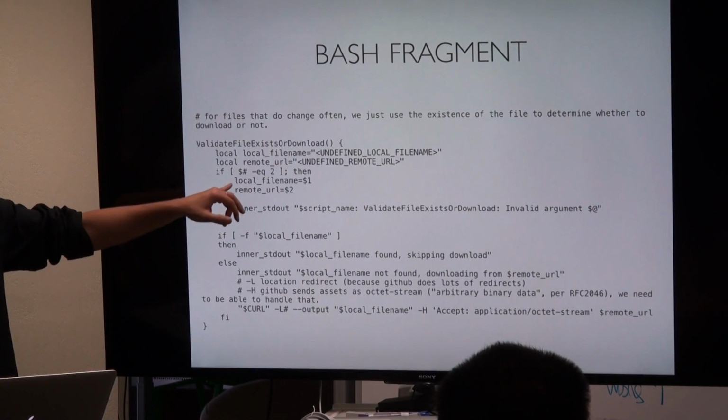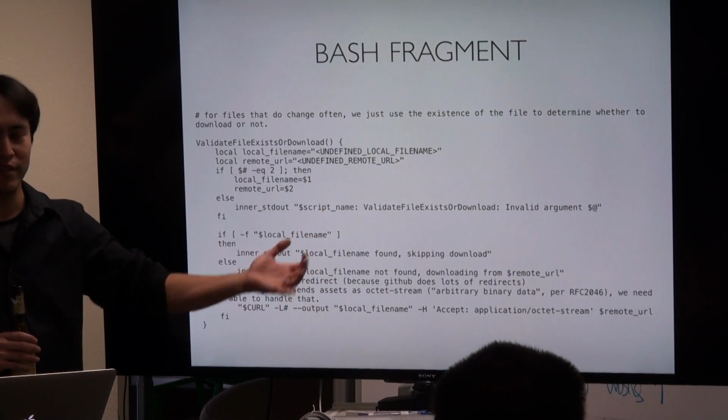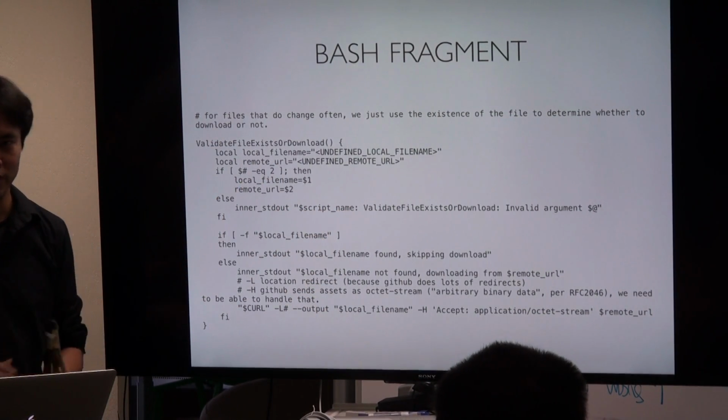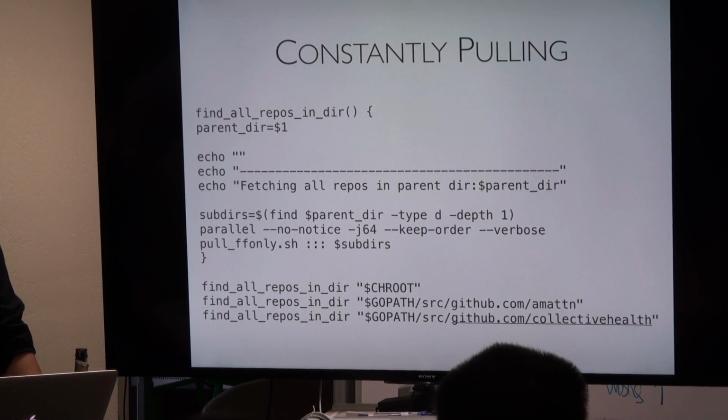Basically, if it doesn't exist, we'll download it. If it does exist, we just say screw it. It's probably fine for files that don't change often. For Git repos, you're constantly pulling to get whatever the latest is, because you might be working on the PDF component, but somebody in the messaging component has made updates like that.